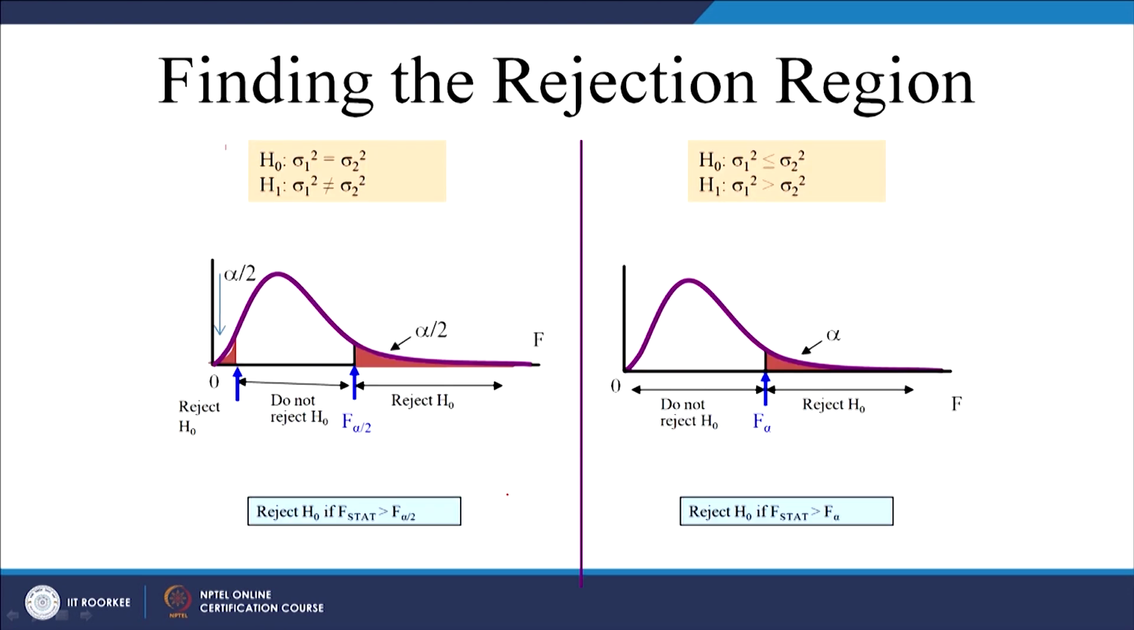So, this is how the distribution looks. The null hypothesis is that these two variances are equal, and the alternative is that they are not equal. So, this would be the rejection region, right. This is a two-tailed test, right. This is your non-rejection region. Similarly, this is an upper tail test, you have got just one rejection region, because the alternative hypothesis has the greater than sign. So, this is your rejection region.